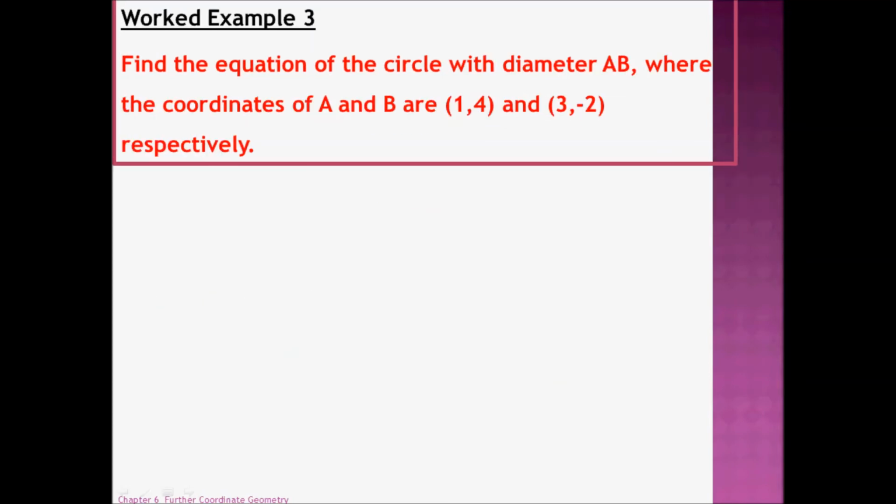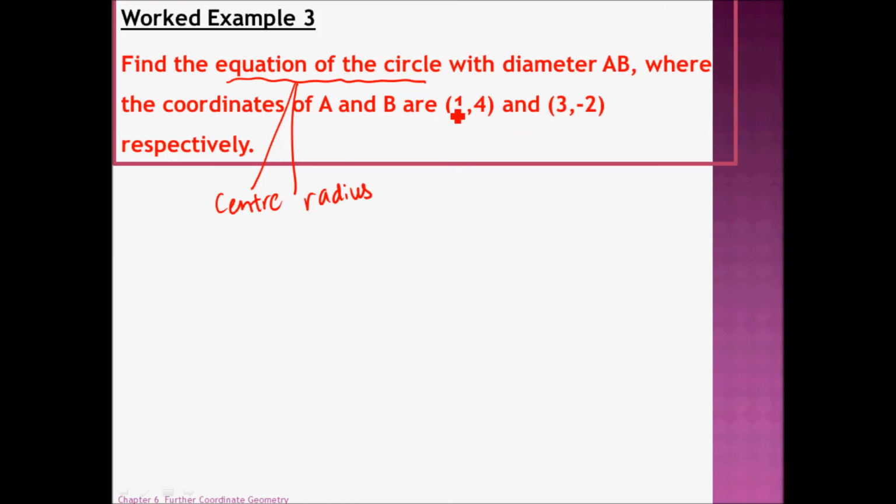Work example 3. Find the equation of the circle with diameter AB where the coordinates of A and B are given as (1, 4) and (3, -2) respectively. Now, if we need to find the equation of a circle, we need to remember that we need two pieces of information that are the center and the radius.